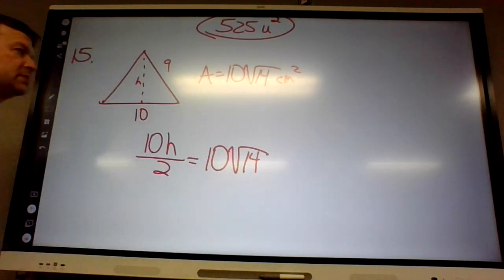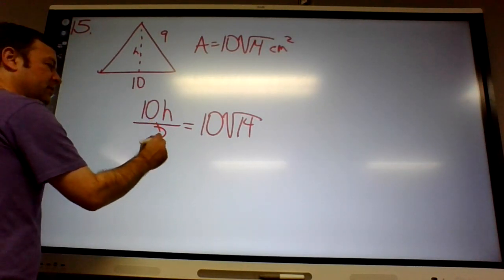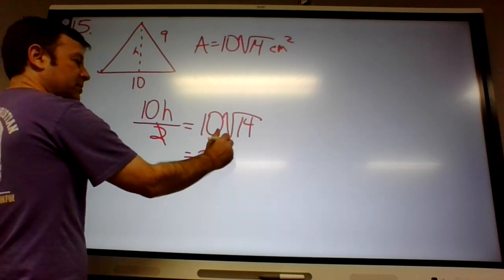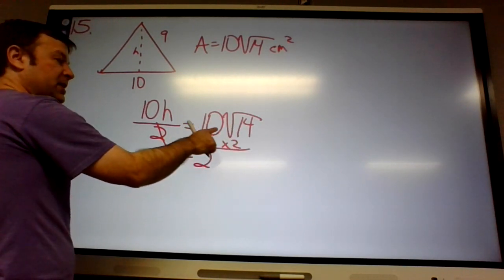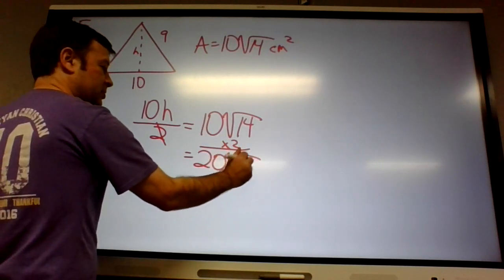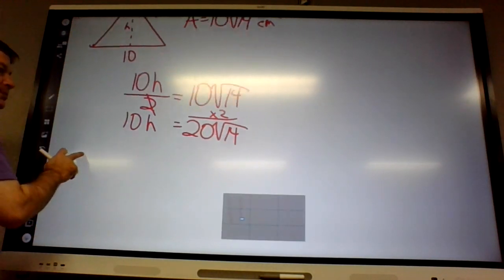And then we're going to do algebra. How do I get h by itself, Xander? Times 2, to get rid of the divide by 2. 10 square root of 14 times 2. Basically, you just do the 10 times 2 is 20 times square root of 14. And then what's the last step?